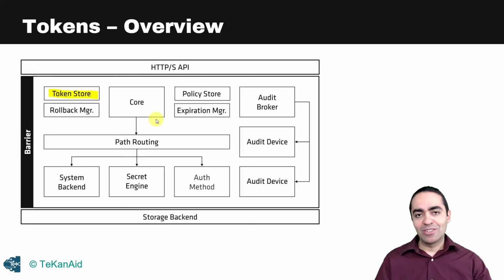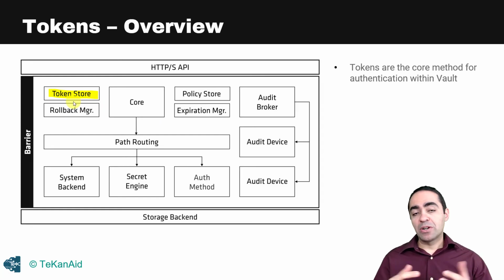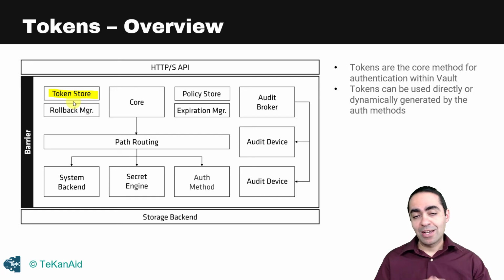So back to our usual diagram for the internals of Vault. You can see the token store component right here. And tokens really are the core method for authentication within Vault. We've seen that a few times already in this course. And tokens can be used directly or dynamically generated by the auth methods. Clients need valid tokens to interact with Vault. And now let's take a look at this token store that we saw in the previous diagram.